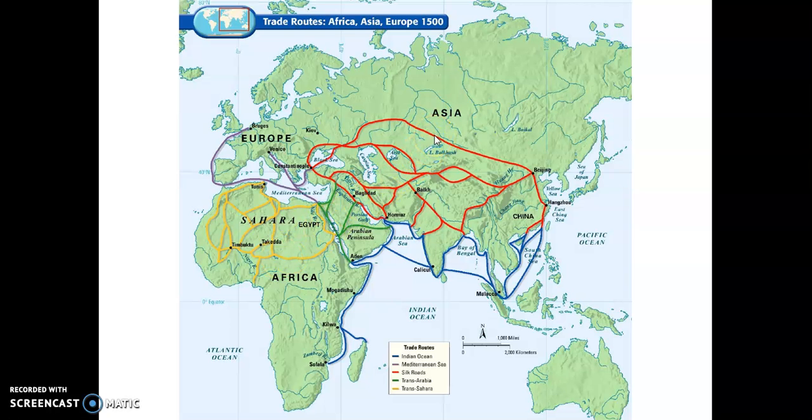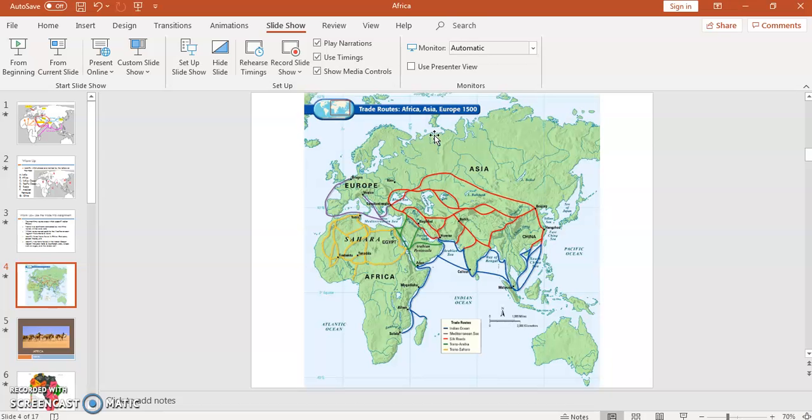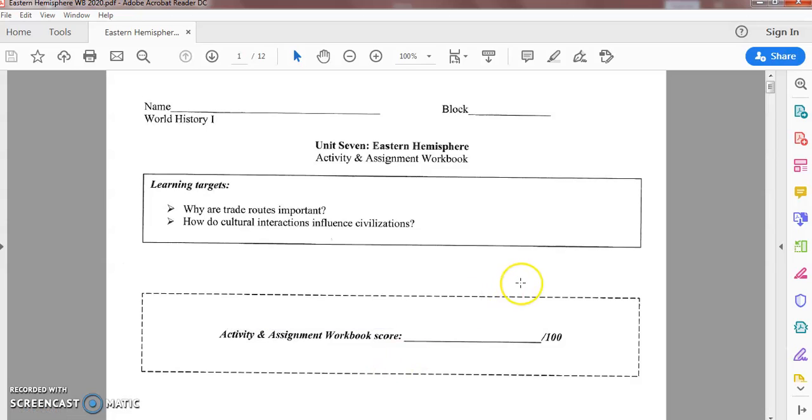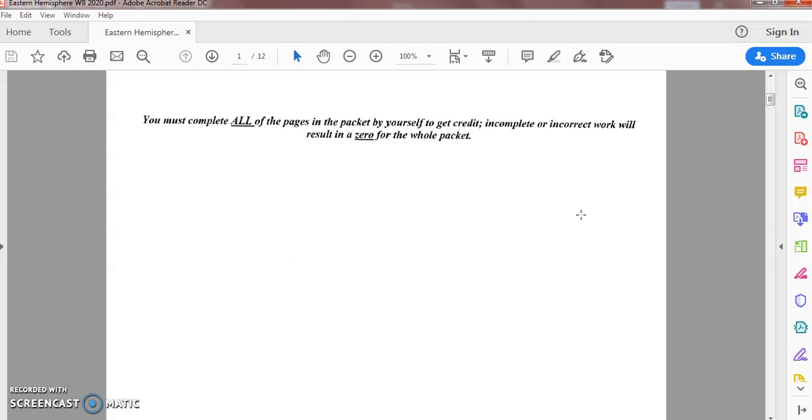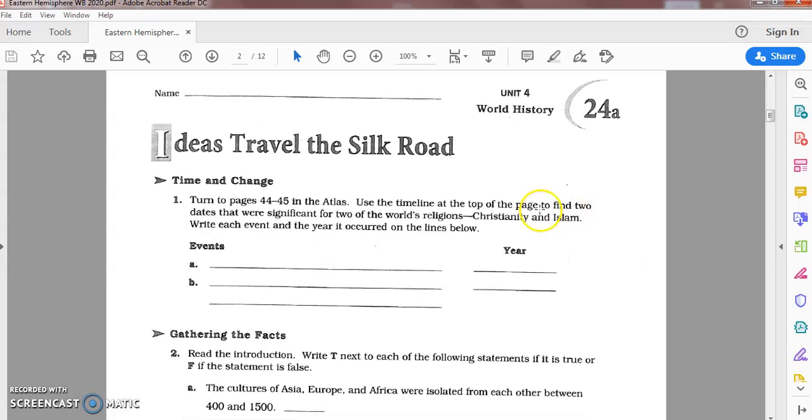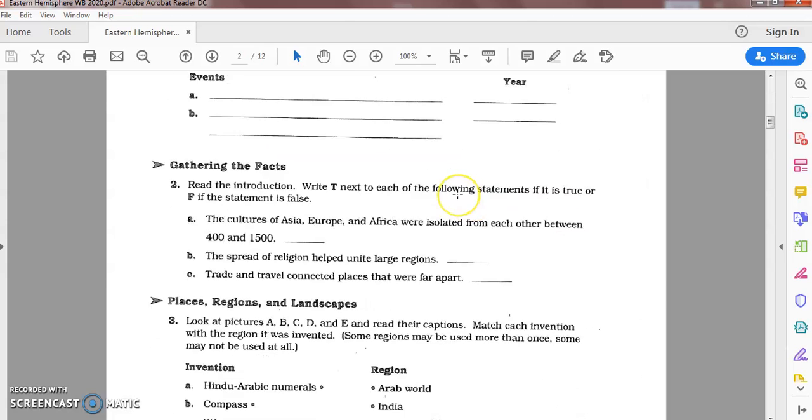So after you finish the trade trip assignment, just keep it, put it aside, and we're going to use it for something later. The next thing you should be working on then is pages 1 and 2 in your workbook. So our new workbook, it's one of these atlas pages. So ideas travel the Silk Road.